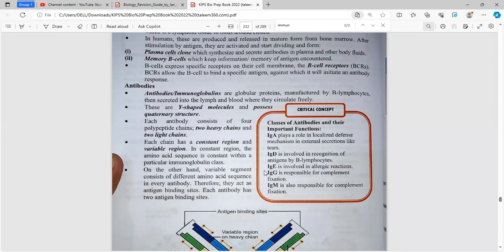You need to know that only two antibodies, IgG and IgM, are responsible for complement fixation, and only one of them can cross the placental barrier. The IgG antibody can cross the placental barrier.